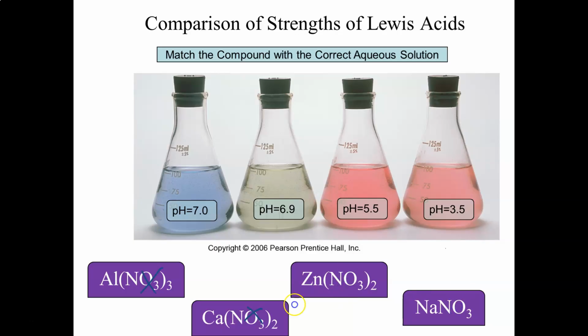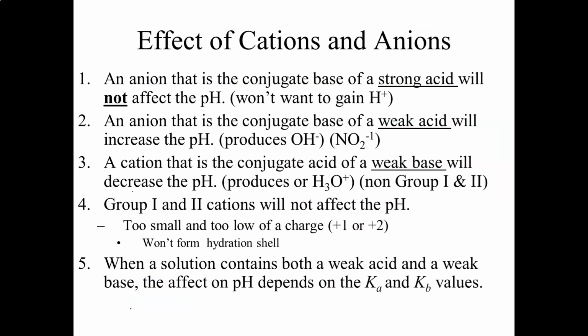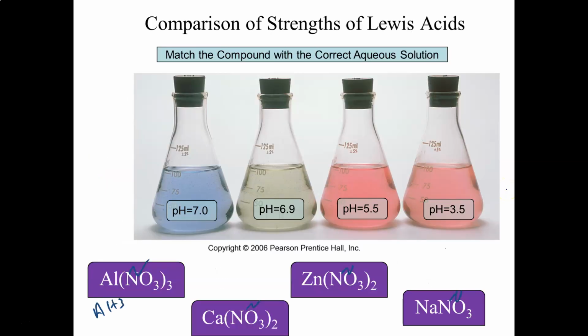All right, so let's do that and see what we end up with. So this is neutral, neutral, neutral, neutral. All right. Aluminum, you have Al plus 3. Okay, if we go back to our rules on the previous slide, that would fall into this category. A cation that is the conjugate acid of a weak base will decrease the pH. So it will be acidic. So a non-group 1 and 2 cation will be acidic. Oops, wrong way. So this is going to be acidic right here. Okay. Go to the next one.